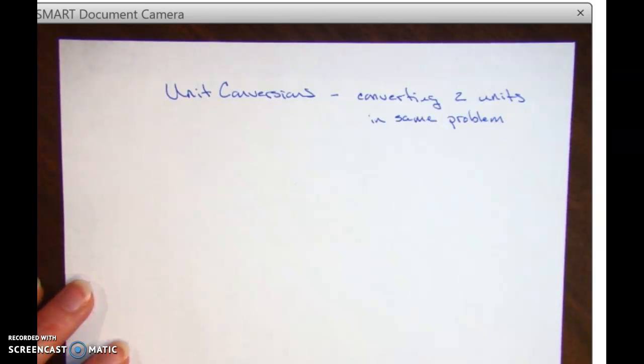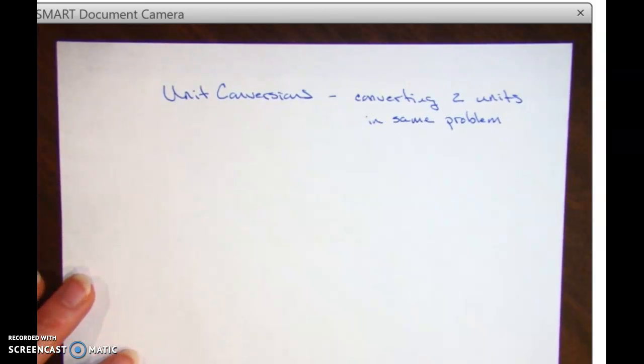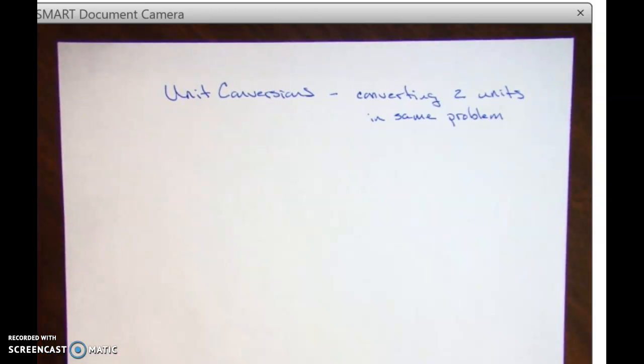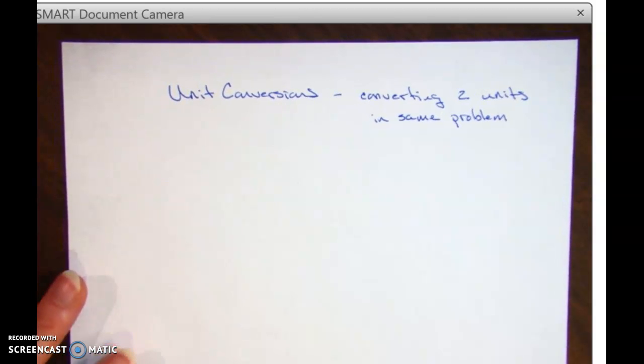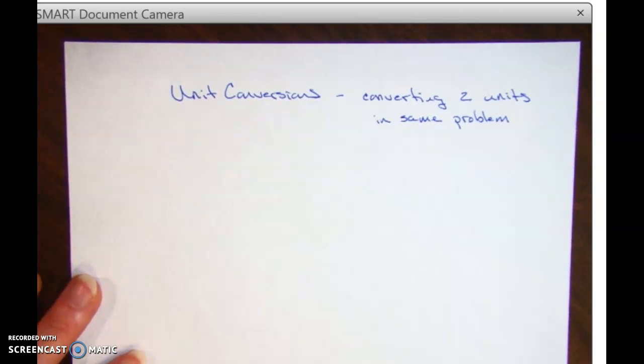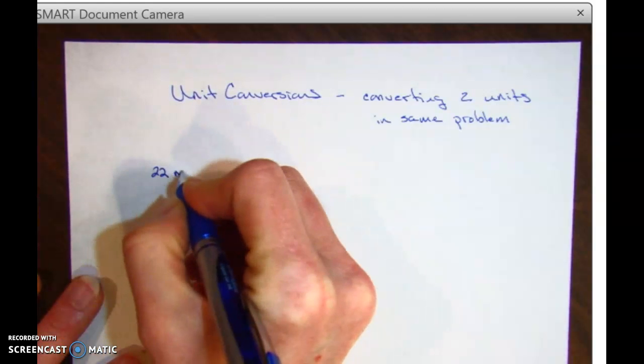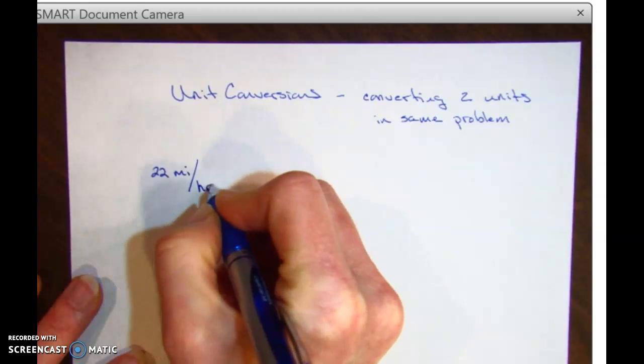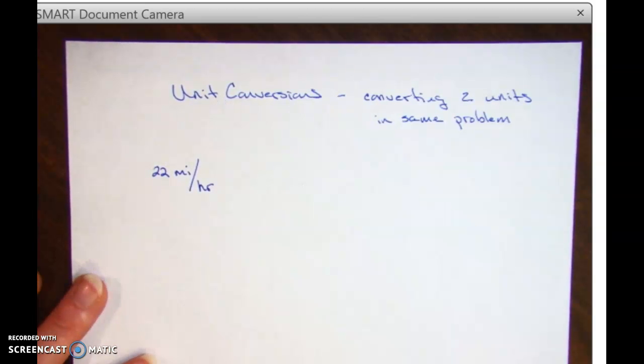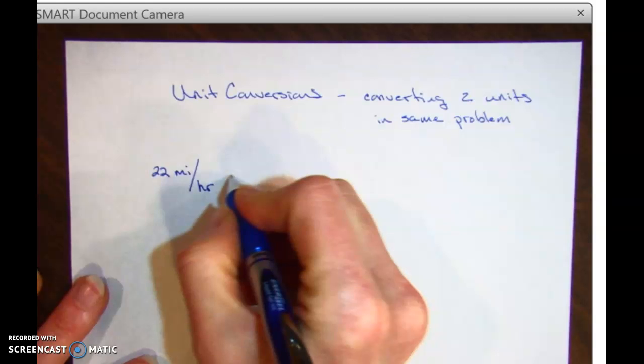Hello, yesterday we started dimensional analysis, also known as factor label and unit conversions. And I showed you some basic conversions, just starting with one unit and ending with another. But sometimes you start with a number that has two units, like 22 miles per hour. So our units being miles and hour. I wanted to show you how to convert these.